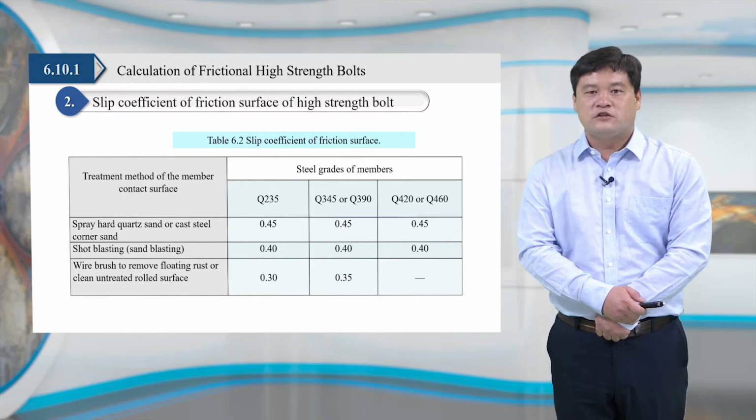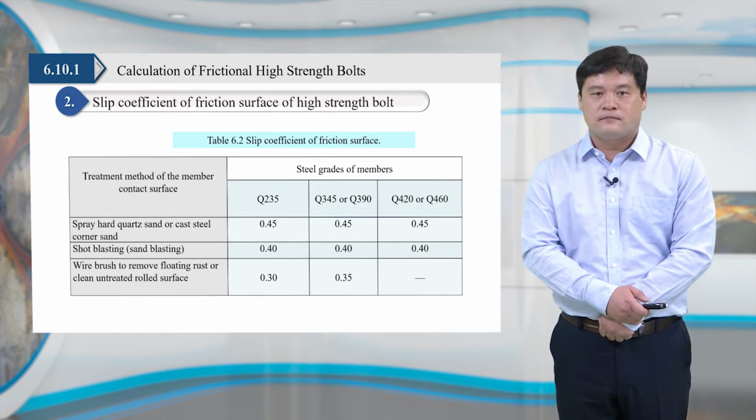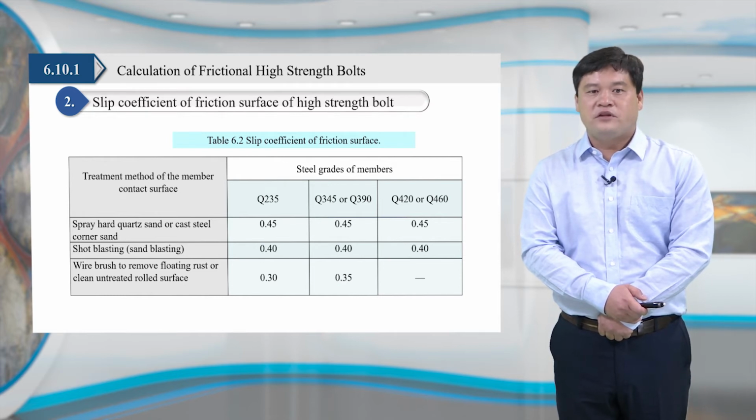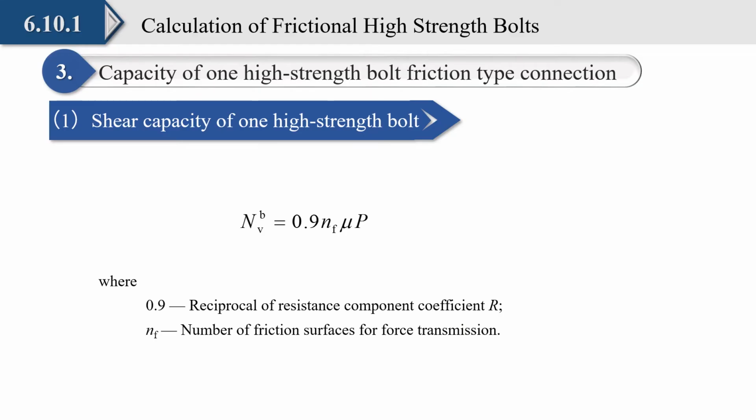The slip coefficient of the friction type connection is mainly related to the steel surface treatment process and the coating thicknesses, and the slip coefficients can be obtained in this table, which is from the Code for Design of Steel Structures in China. The bearing capacity of the friction type connection depends on the friction force of the contact surface of the member, which is related to the pretension of the bolt, the slip coefficient of the friction surface, and the number of friction surfaces of the connection. The design value of shear capacity of a single high-strength bolt friction type connection can be determined by this formula.